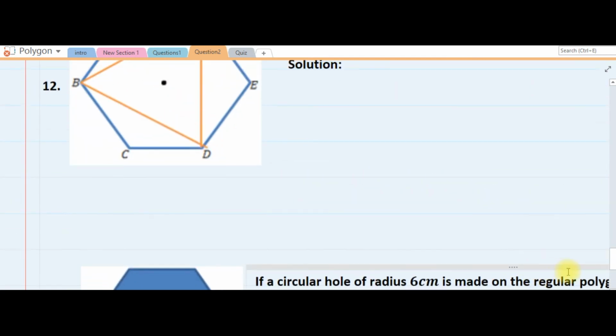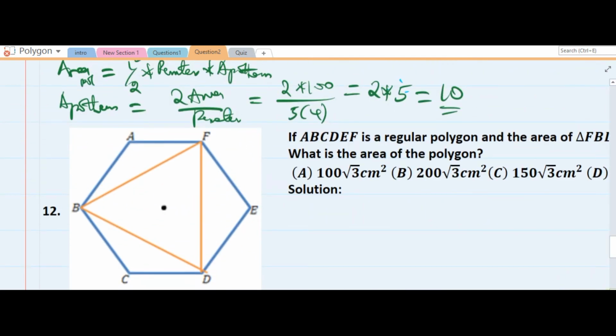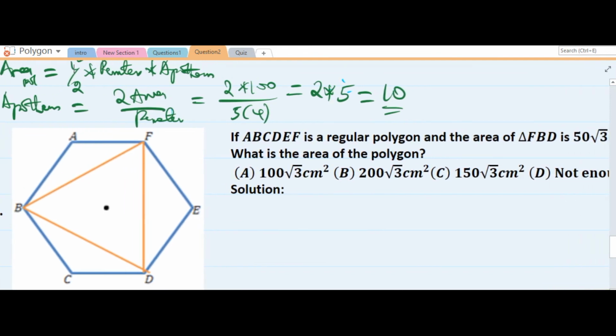The next question, second to the last question, we are given this and we're asked the area of the polygon. The best way for me to solve this is just to join some vertices. I think that's the best. So you notice by joining this, we've formed 6 equilateral triangles. 1, 2, 3, 4, 5, 6. So we are asked to find the area of triangle FBD. So 3 out of it.